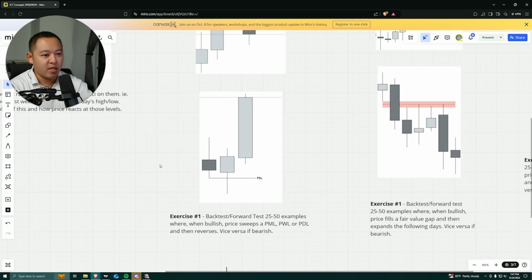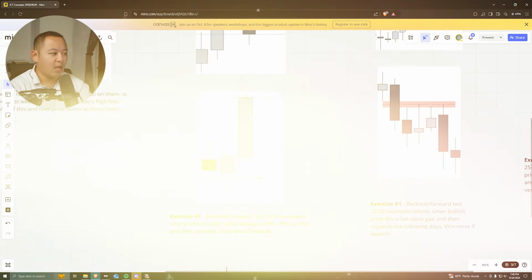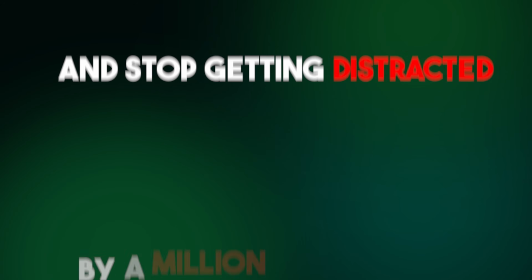All right. And the way that I'm laying this out is to get you to speed run and be able to confidently do these things and confidently perform this analysis in the markets. But you cannot do it if you are not focused and concentrated on the right things. Now, these exercises are laid out in a way where you're going to tunnel vision and only focus on these things and stop getting distracted by a million other things.